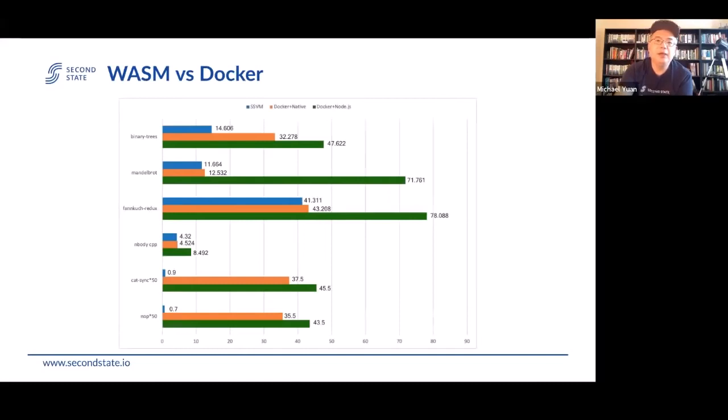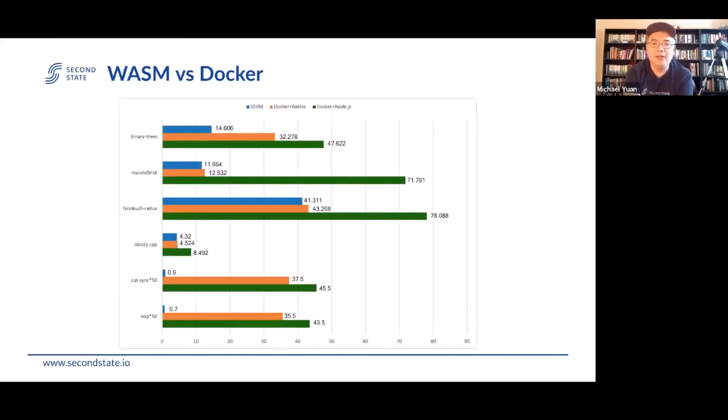Okay. So here is a graph from a study that we did for WebAssembly, where we use the Second State VM as an example versus Docker. Those are execution times, so the shorter the bar, the better, right? The shorter the bar, the smaller the amount of time it takes to accomplish the task. The bottom two benchmarks, NOP and CatSync, are startup times and file system performance.